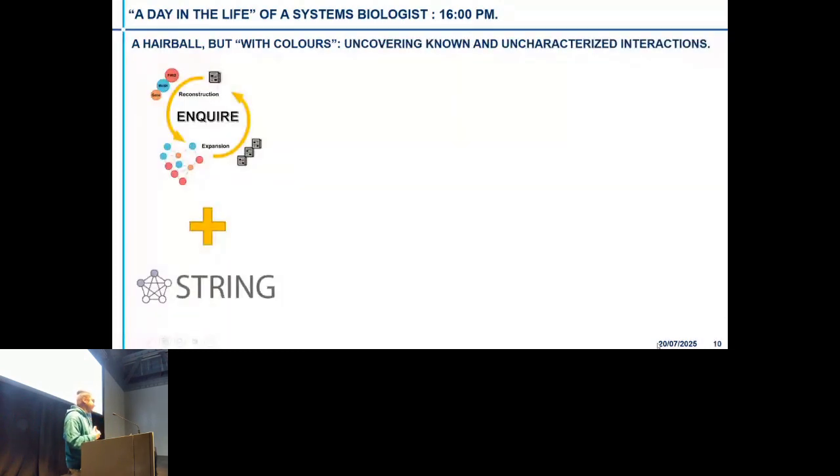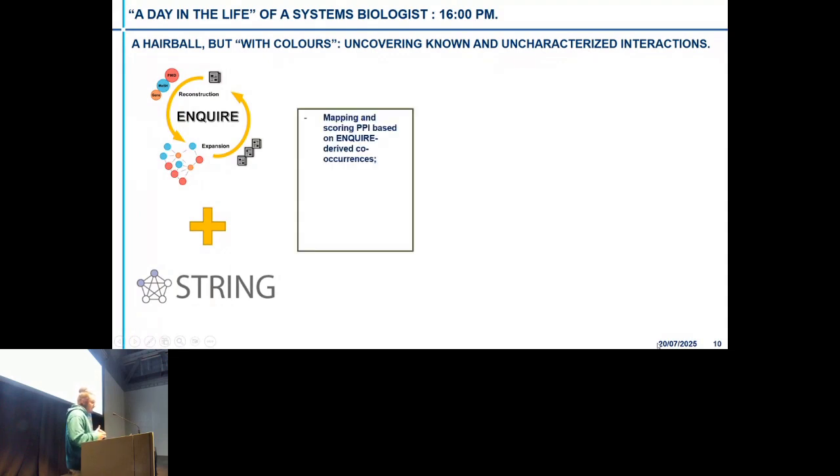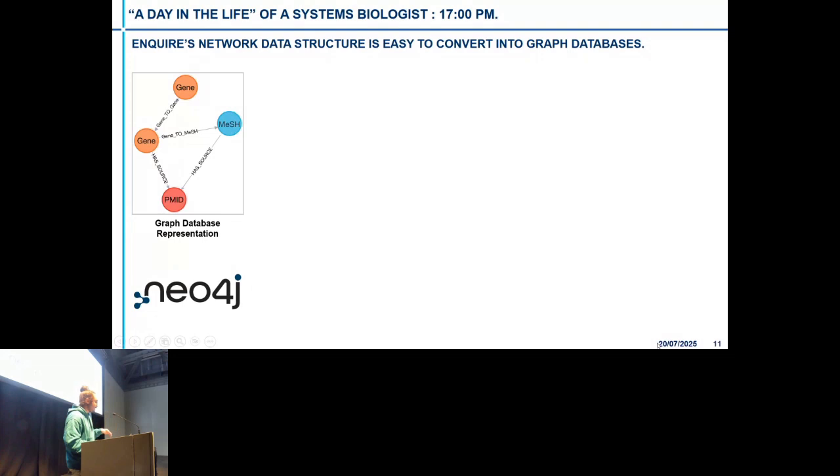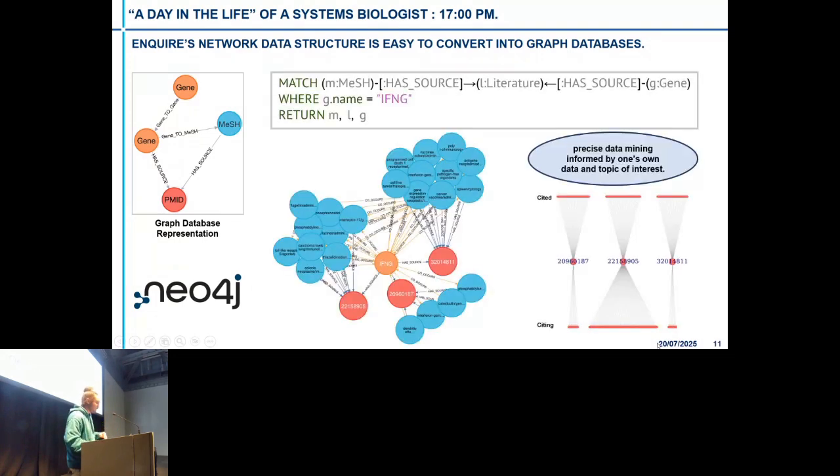Another downstream analysis that is already included in ENQUIRE is to combine it with a protein-protein interaction network such as STRING. Here we are talking about literature co-occurrences. And if we map it into physical interaction, we have a chance to do further community detection and see whether some pathways overlap. And then we get something like this, where some hubs are characterized and some are not. And these uncharacterized pathways can be further inspected if we use something like Neo4j, because ENQUIRE can be easily converted into a graph database representation. And then again, we have more informed research on the topic.